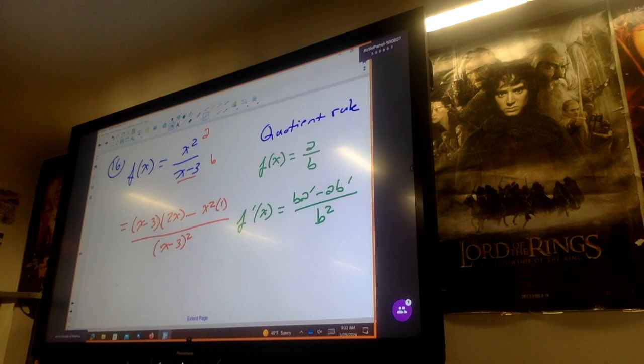So it makes it easier if you clean it up a little bit. If you distribute here and here, I'm going to get 2x squared minus 6x, excuse me.